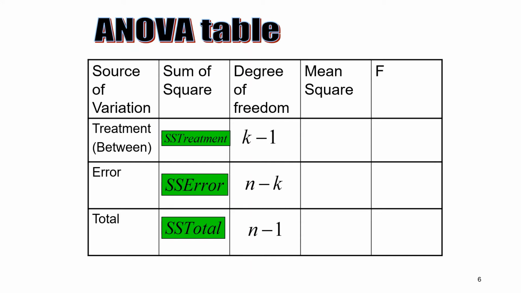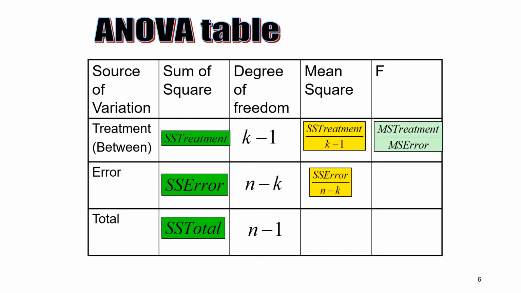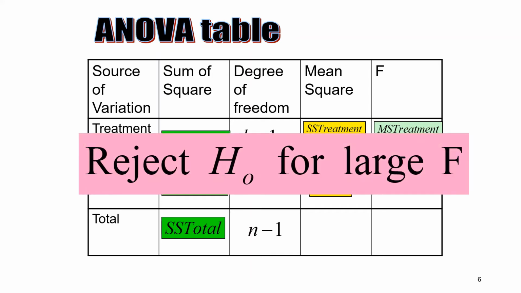mean square treatment, which is treatment sum of squares divided by its degree of freedom, mean square error, which is error sum of squares divided by its degree of freedom, F, which is equal to mean square treatment divided by mean square error. We reject the null hypothesis for large F.